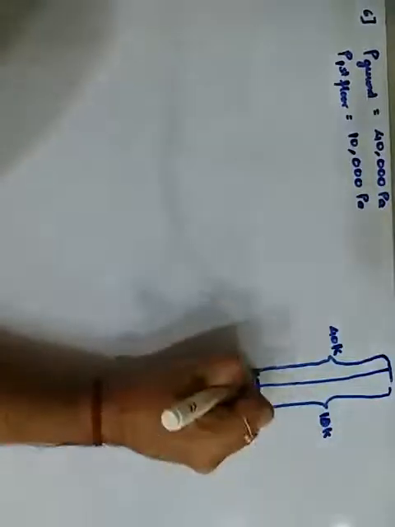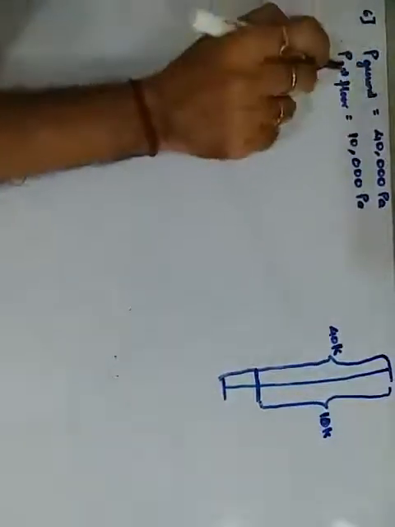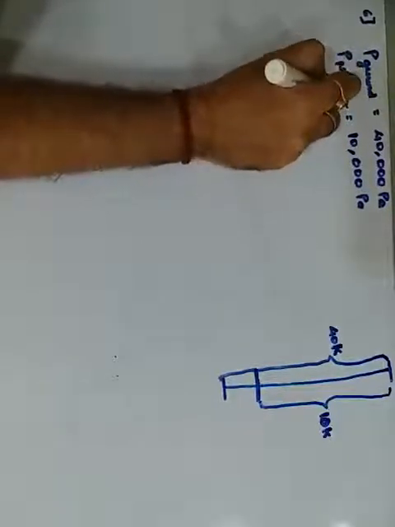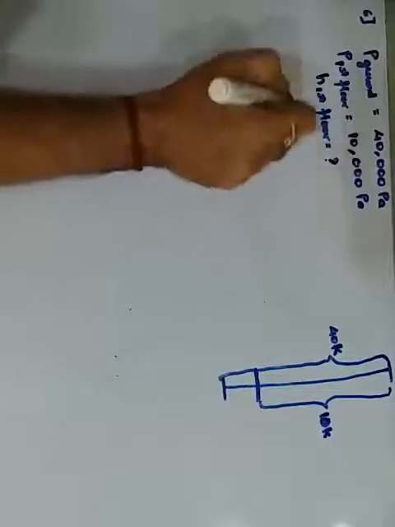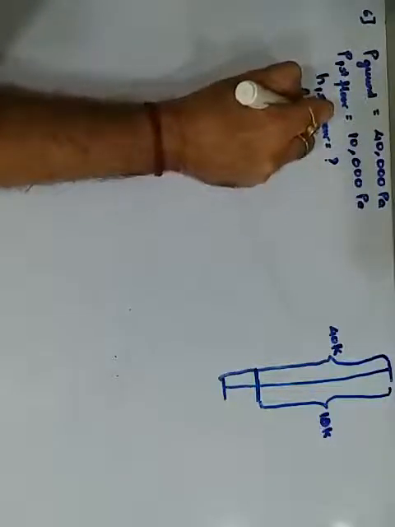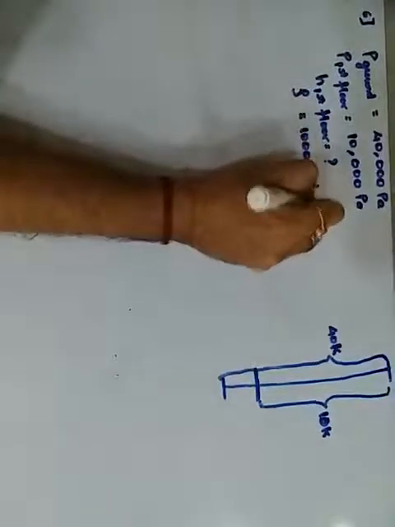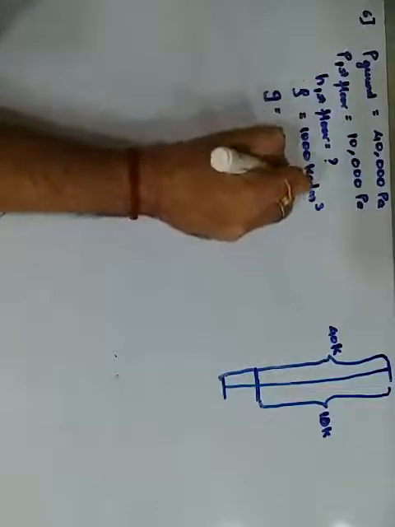So how much will be the pressure acting on the first floor? So first I find the pressure. Before that, let me write the data. The height of the first floor, we want the height of the first floor. The density of water is given to be 1000 kilogram per meter cube, and the value of G is given to be 10 meters per second square.